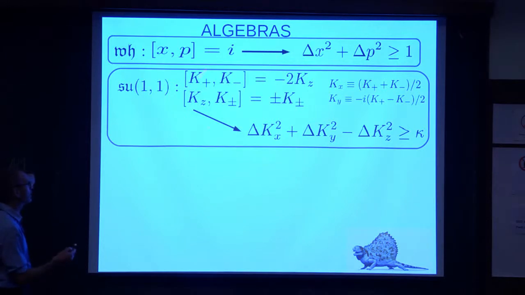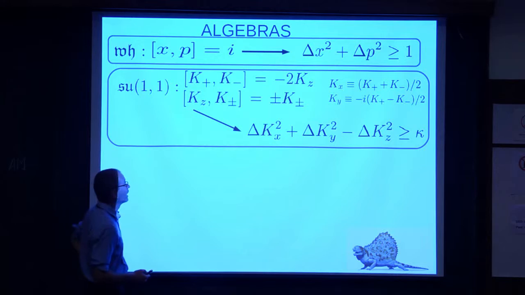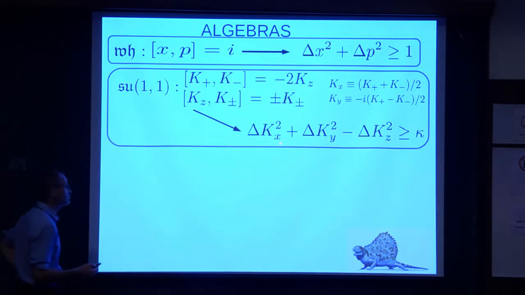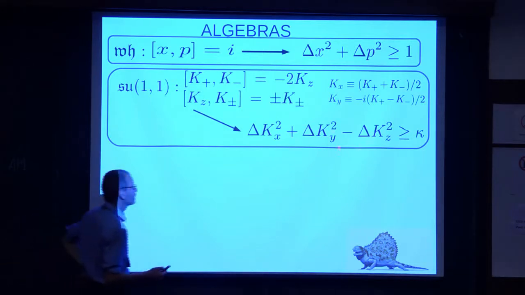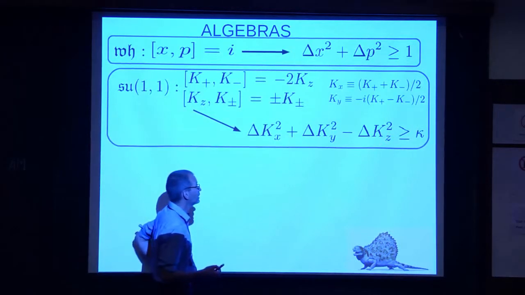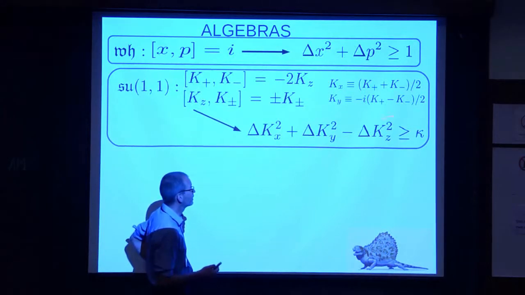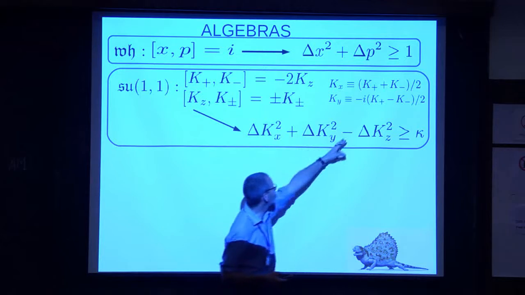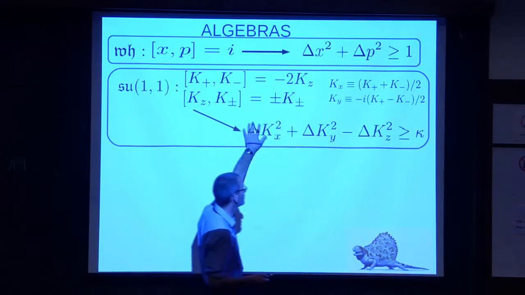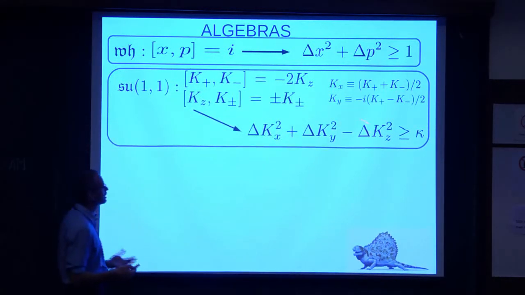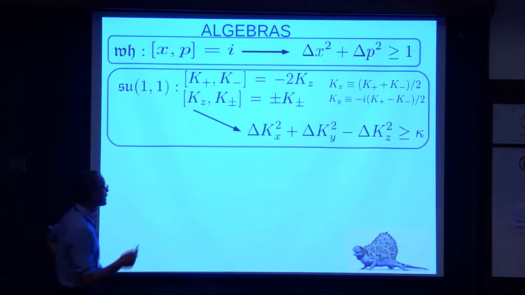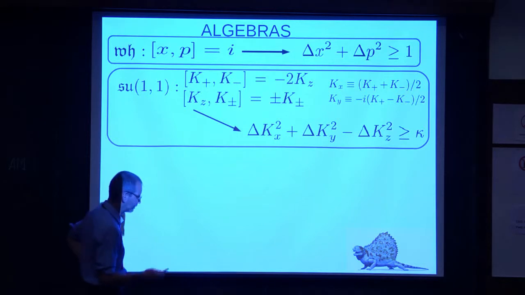The algebra is defined by these commutator relations. And it turns out that you can give an uncertainty relation for the sum of the variances of this type. Of course, here you can put a plus sign. And of course, if you put a plus sign, this is bigger than what I put here. So we can even get a tighter one if we put a minus. And K is just the Casimir of this algebra.